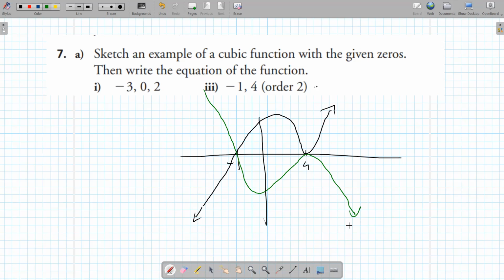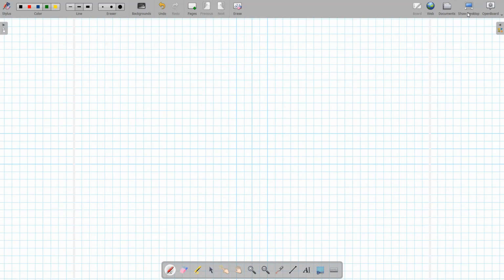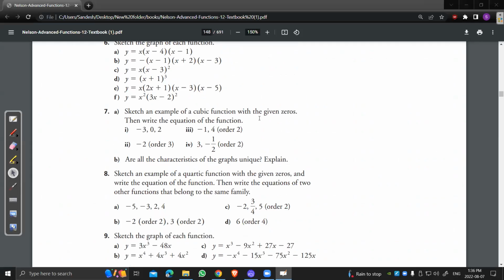One and done, okay? Order 2, order 3 doesn't matter, as long as you know there's going to be a turning point or something.